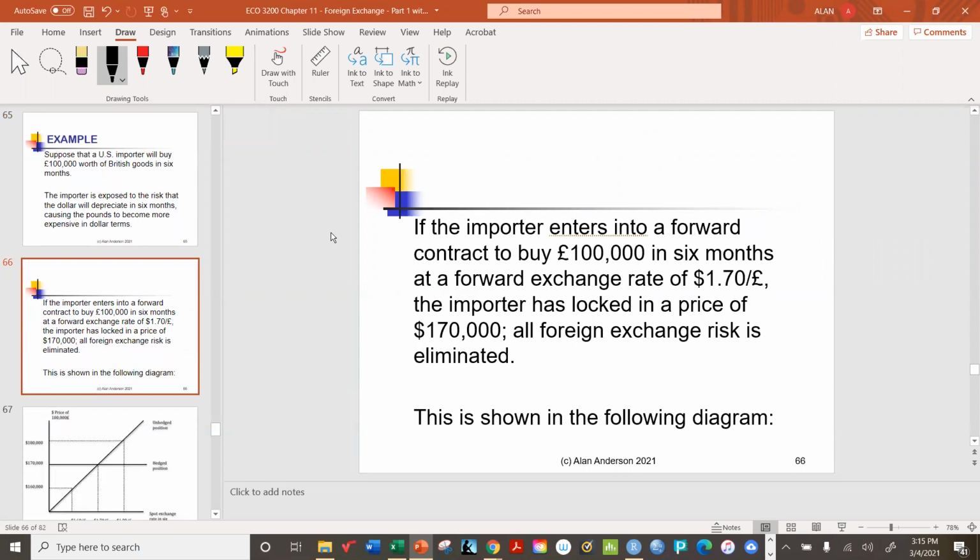What if we enter into a forward contract and we lock in a price of $1.70 per pound? All right, 6 months from now, I can buy my 100,000 pounds for $170,000. I've got no foreign exchange risk. If the exchange rate goes up further, I won't have to pay any more for them. But if it goes down, I can't save any money.